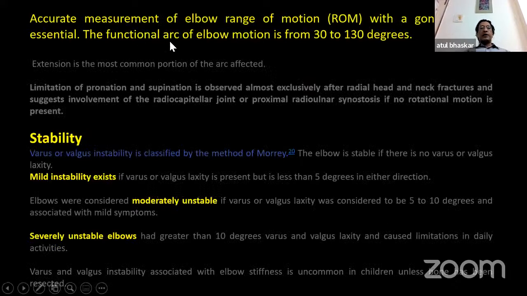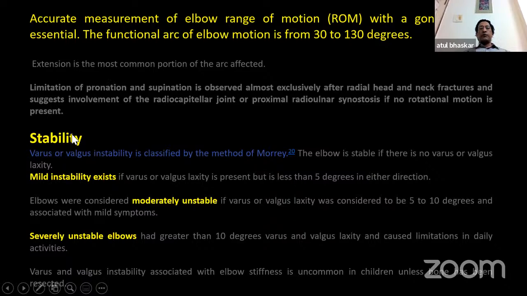If you look at the stability of the elbow, usually it is the extension arc that is affected. Limitation of pronation and supination is very rarely observed unless there is involvement of the radiocapitellar joint. So any radial neck fractures or proximal radial injuries will only give you restriction of supination and pronation. Otherwise, it is usually restriction of extension.